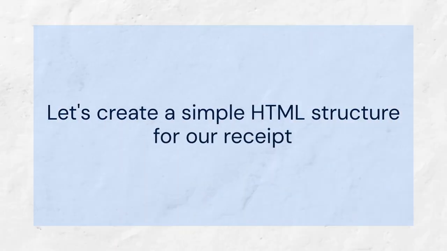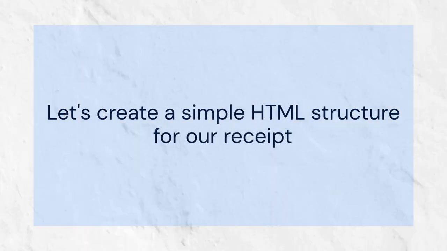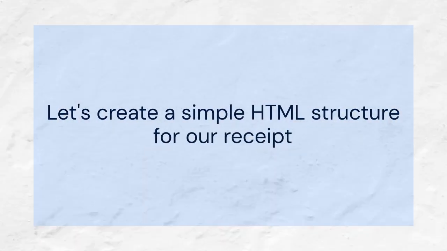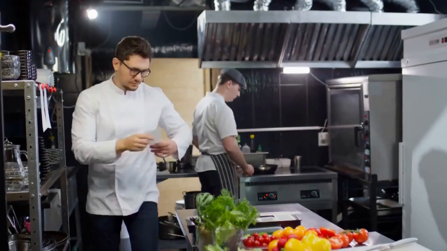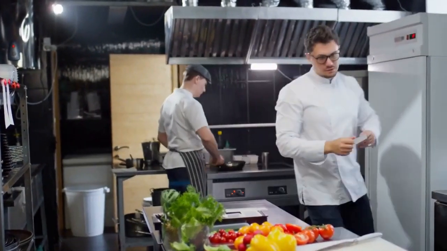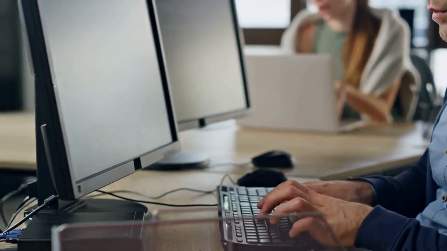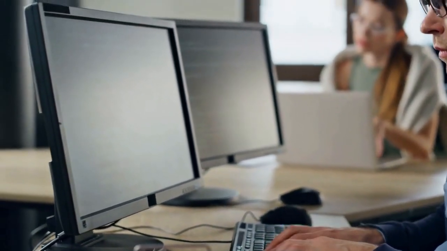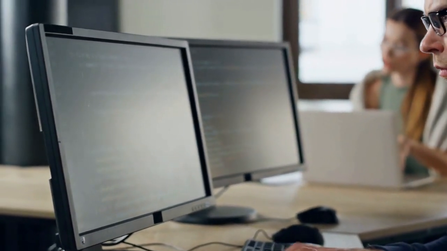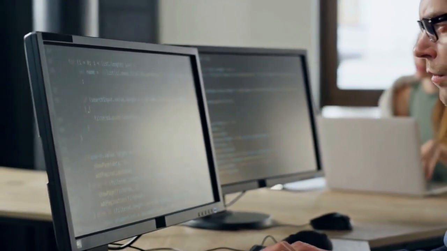Now, for the actual printing. Let's create a simple HTML structure for our receipt. Include elements like the store name, item list, total amount, and date. Use JavaScript to dynamically populate this structure with data. For example, you could fetch order details from an API.